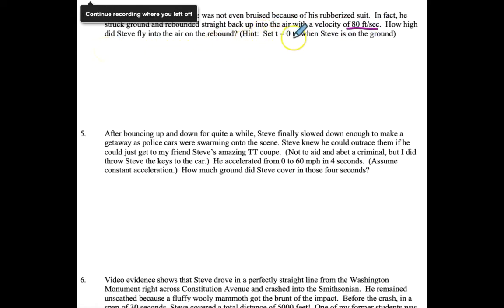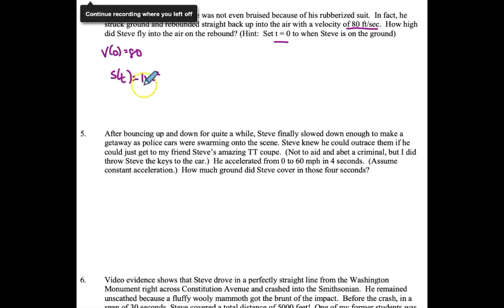So what we're going to do is set time equals 0 to when he hits the ground at that 5.906 seconds. That's going to be our new time equals 0. So the initial velocity that we're given, v of 0, equals 80 feet per second. So the position function now, s of t, is going to be that negative 16t squared.